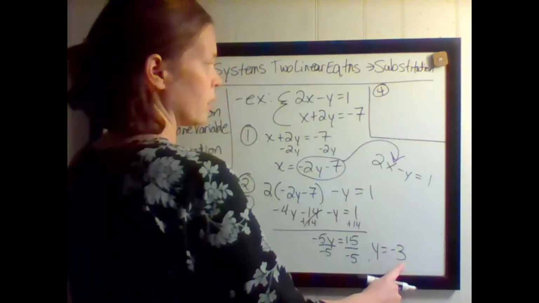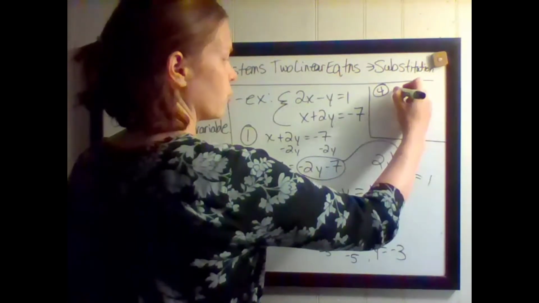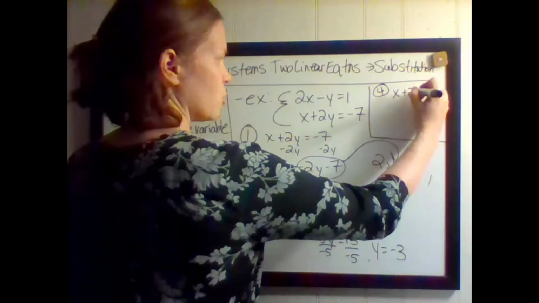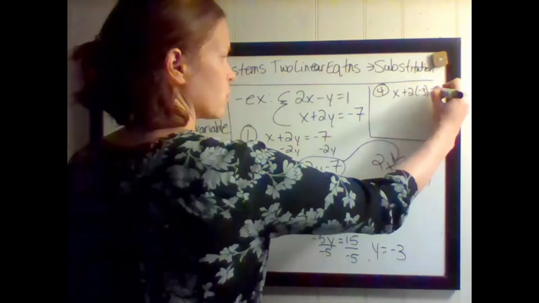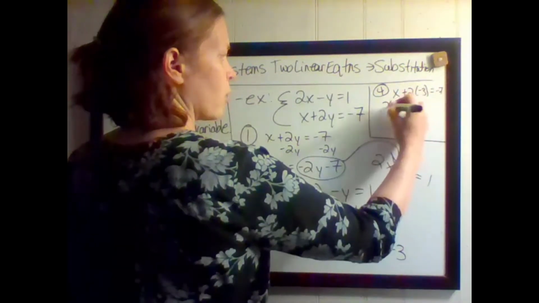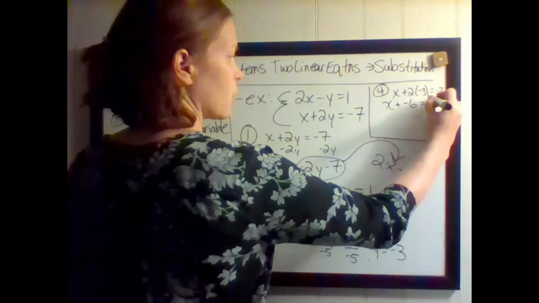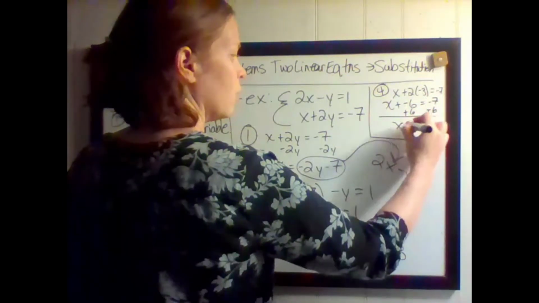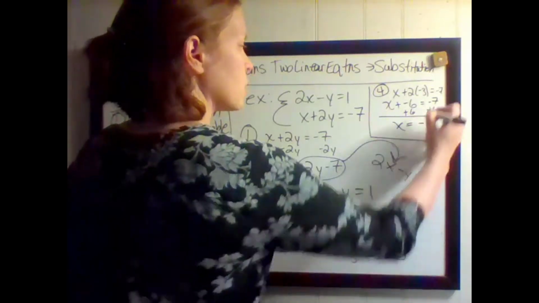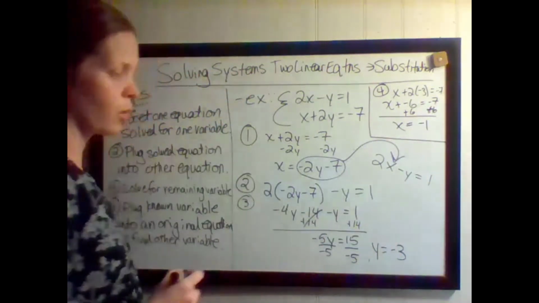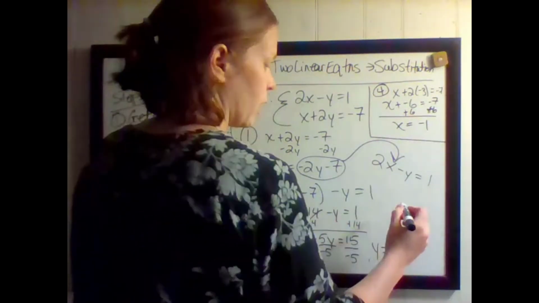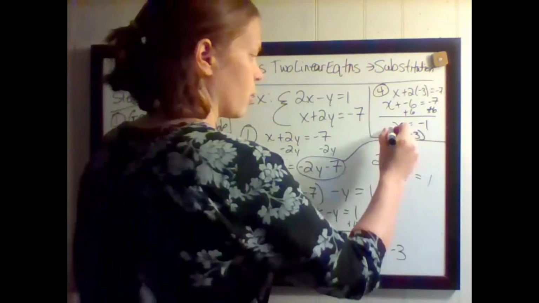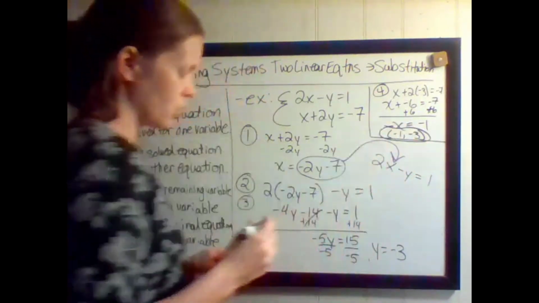So I know now that y is -3. So I'm just going to plug it into, actually, that looks like the second one would be a little easier. X plus 2 times -3 equals -7. So x plus -6 equals -7. Add 6 over, and I get x is -1. So I got an answer of -1, -3. And I should check them both.